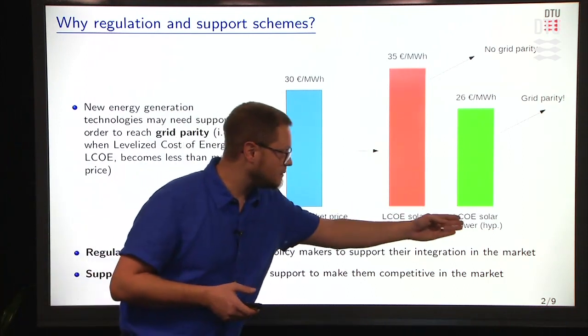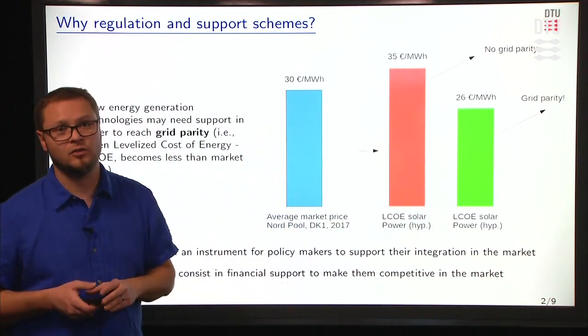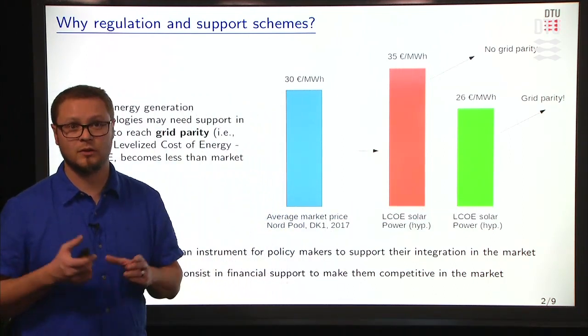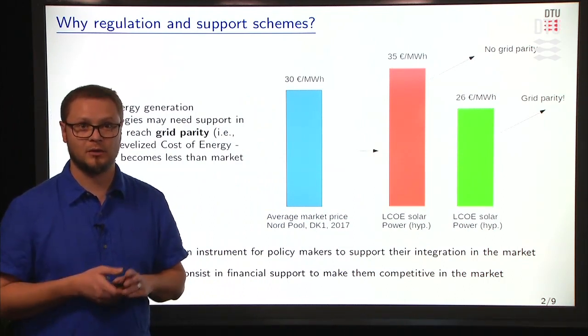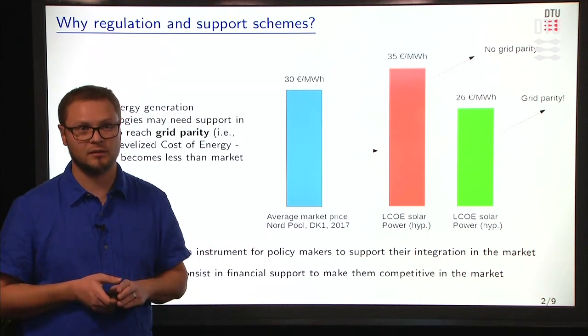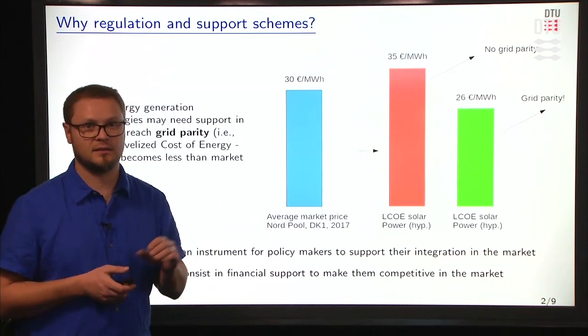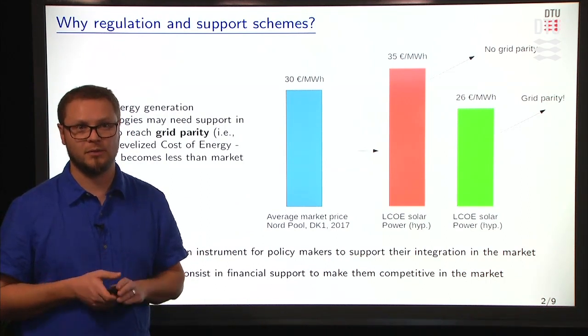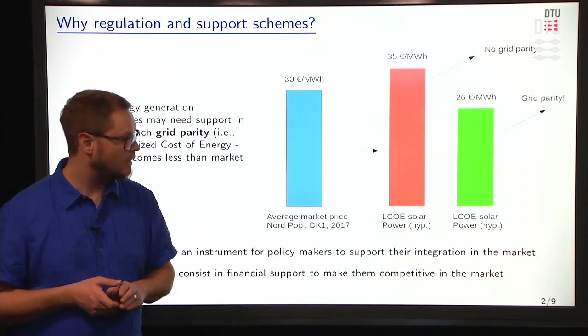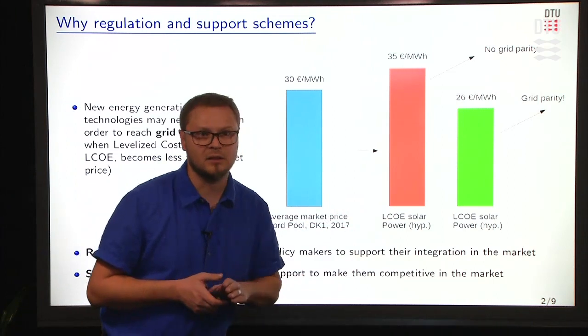On the right side, second hypothesis, the LCOE for solar power was 26 euro per megawatt hour that year, and then you have grid parity, because the cost of producing a unit of solar energy is less than the average market price. You would be in a situation of receiving benefits from market participation. So that's the left case that interests us.